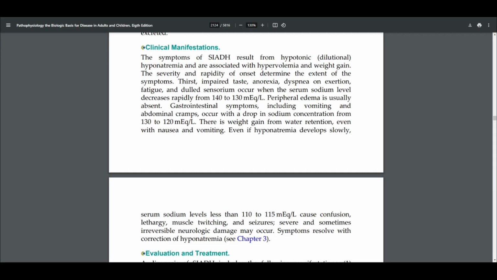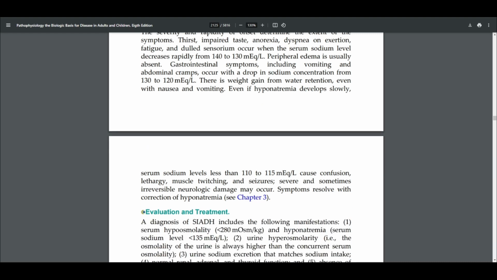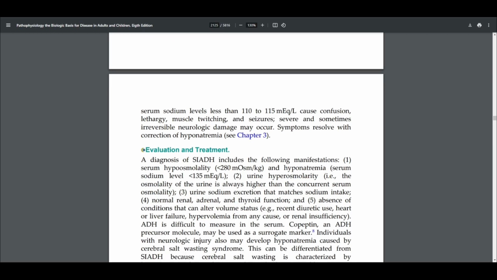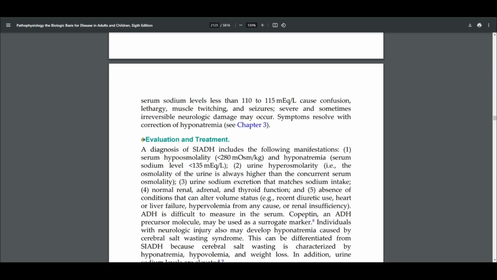Even if hyponatremia develops slowly, serum sodium levels less than 110 to 115 can cause confusion, lethargy, muscle twitching, and seizures. Severe and sometimes irreversible neurological damage may occur. Symptoms resolve with correction of hyponatremia. Any patient with hyponatremia needs to be corrected very slowly. You don't want to go more than 10 mEq per day. Otherwise, you're going to cause neurologic damage to that patient.